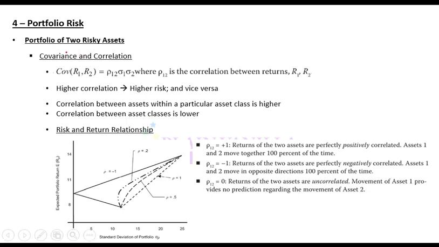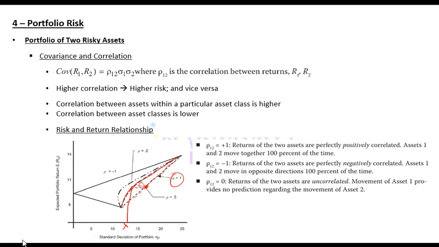Moving on, portfolio of two risky assets. We discussed this earlier: why do we combine assets? To reduce risk. How is risk reduced? Risk is reduced because correlation between assets is lower. If correlation is lower, risk will be reduced, otherwise it will not be reduced. So if correlation is 1, that means both are perfectly correlated, and then there will be no risk reduction. If correlation between the assets is lower, then there will be risk reduction. That means you can make the same level of return at a lower risk.